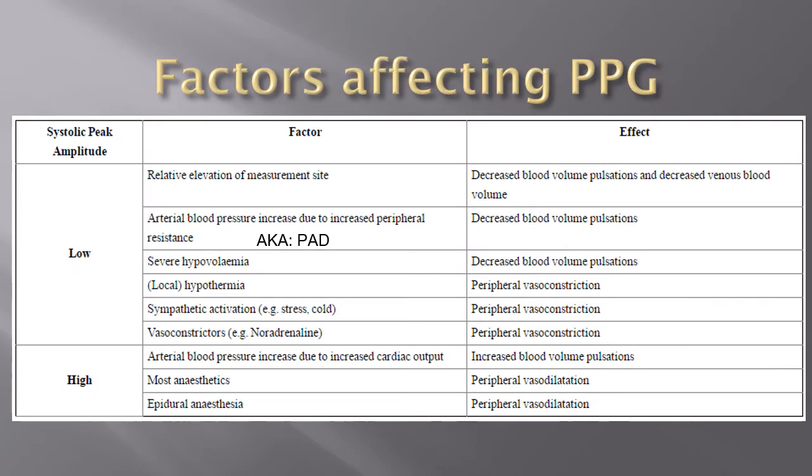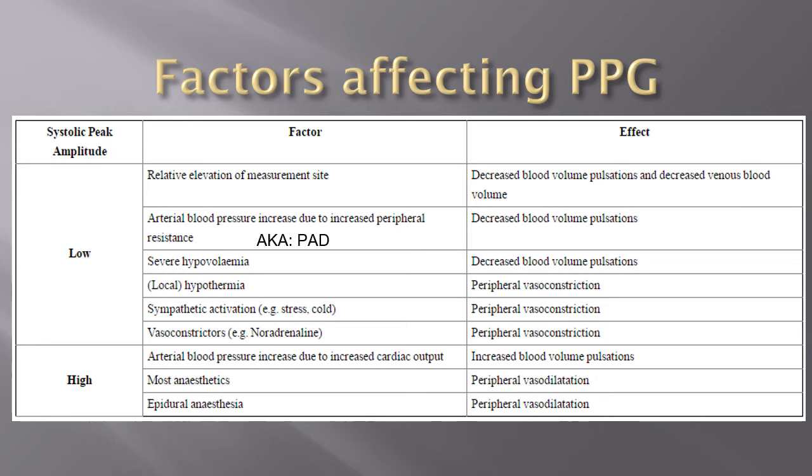There are several physiologic factors that will affect the reading of the Pleth waveform as well. Things that cause low systolic peak amplitude due to decreased blood volume are elevation of the measurement site above the patient's heart, peripheral arterial disease, and severe hypovolemia. Factors that would create low amplitude due to peripheral vasoconstriction are hypothermia, sympathetic activation, i.e. stress and cold, and vasoconstrictors.